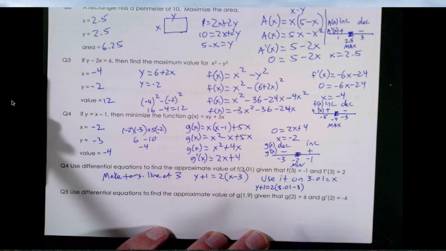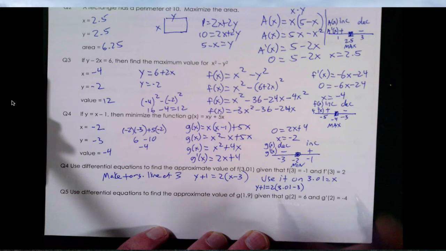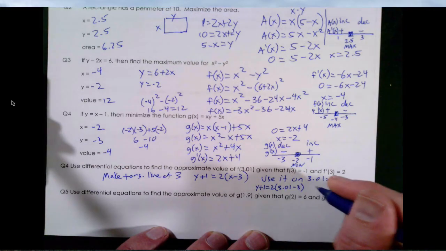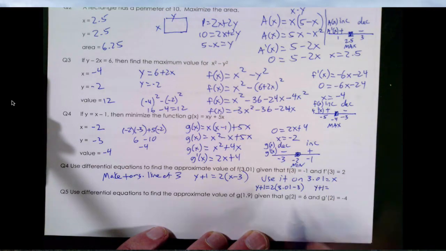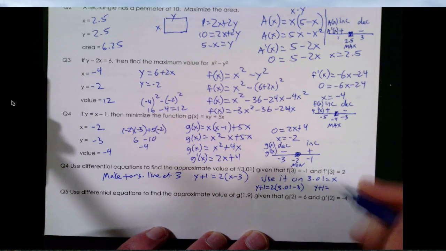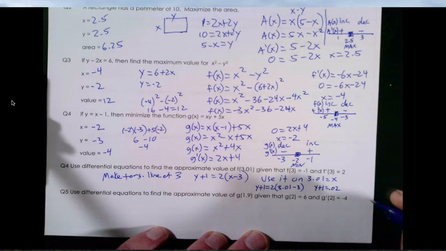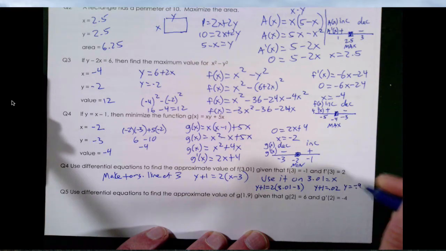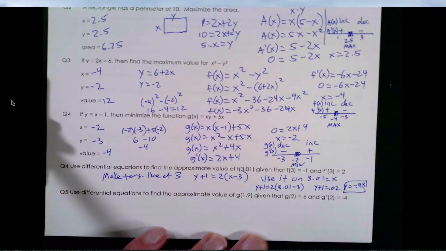I'm kind of running out of room a little bit here, so let's just keep it going sideways. y plus 1 equals, let's see, 3.01 minus 3 is 0.01. 0.01 times 2 is 0.02. And then if I subtract 1 over there, I end up at y equals -0.98. Okay? All right, let's do it again.